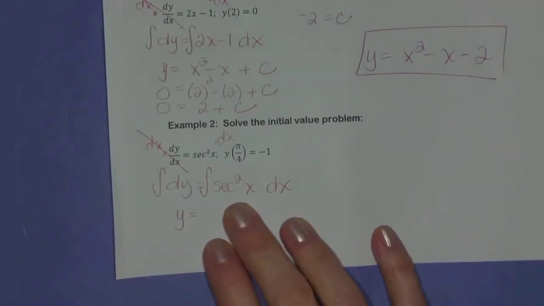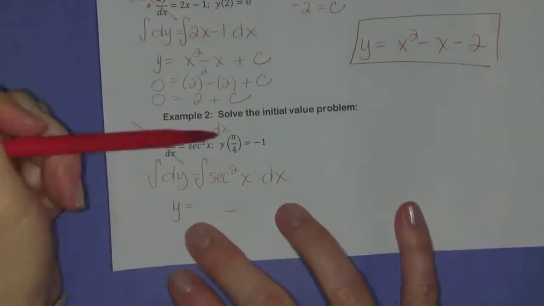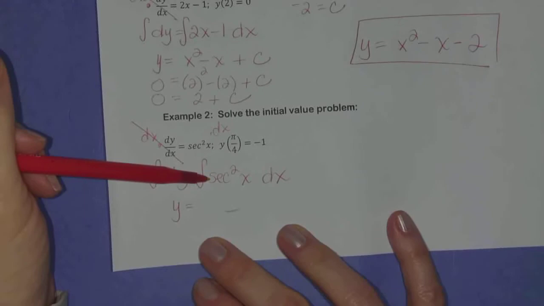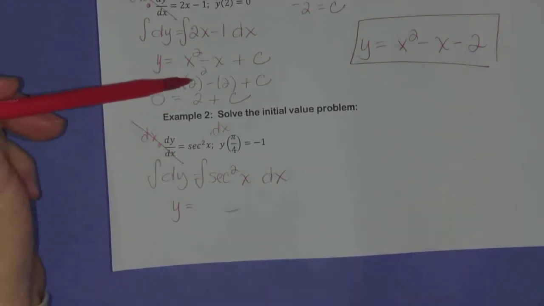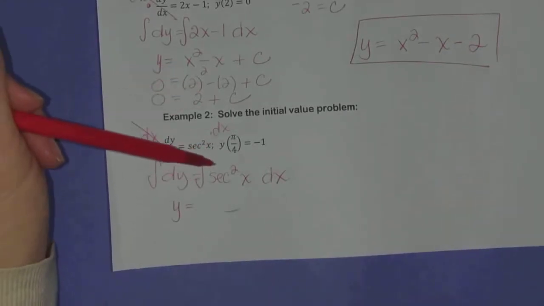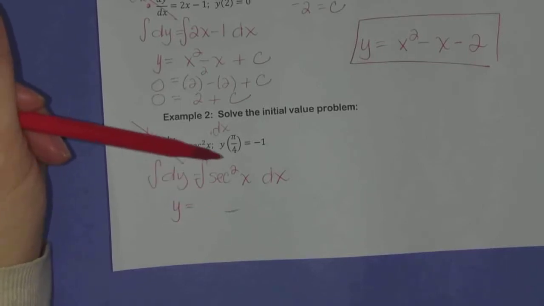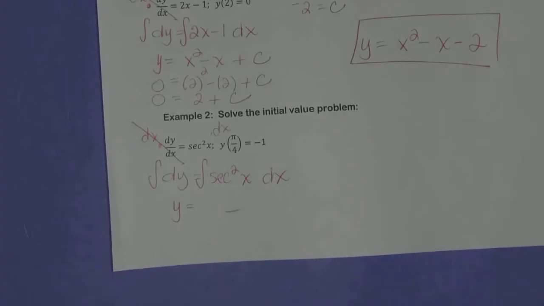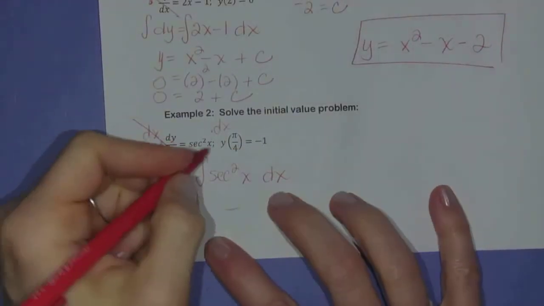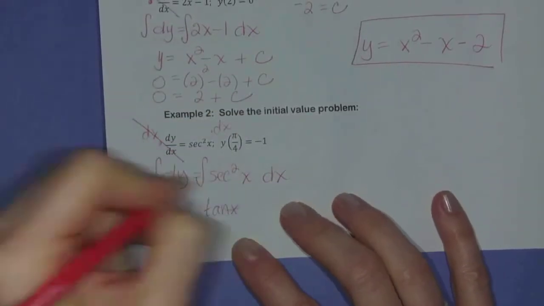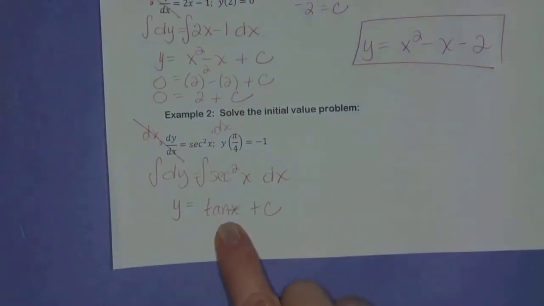Now, this causes me to pause because I have to think about this. It's trigonometry, which marches to the beat of a different drum than your simple polynomial. So I have to think, what function's derivative is secant squared x? Now that's a pretty simple one because that's one we straight up memorized in a previous unit. So hopefully you're thinking, or even if you had to look it up, that it's tangent x plus c, because the derivative of tangent x is secant squared x.